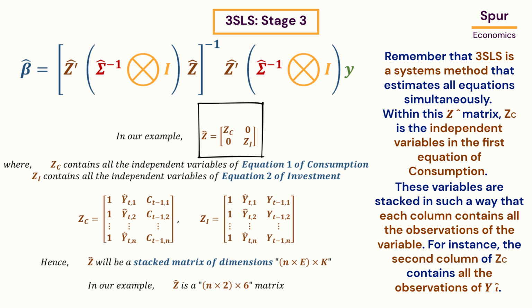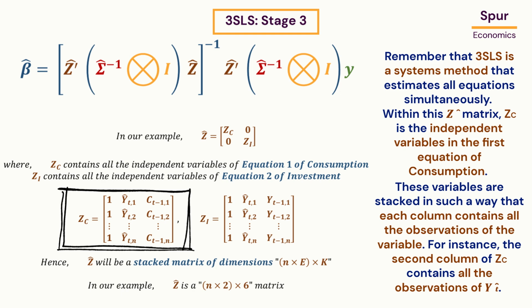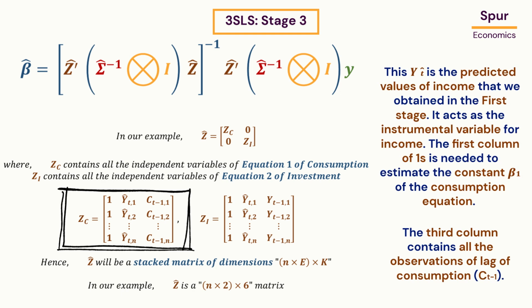Within this Z cap matrix, ZC is the independent variables in the first equation of consumption. These variables are stacked in such a way that each column contains all the observations of the variable. For instance, the second column of ZC contains all the observations of YT cap. This YT cap is the predicted values of income that we obtained in the first stage. It acts as the instrumental variable for income. The first column of ones is needed to estimate the constant beta 1 of the consumption equation. The third column contains all the observations of lag of consumption.